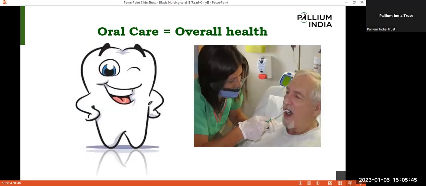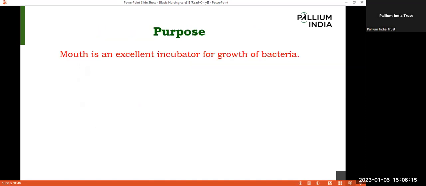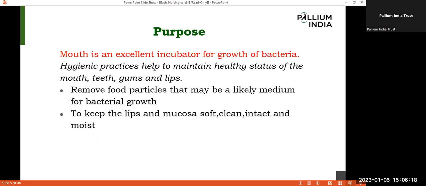First one, oral care. Oral care, we can tell, is about overall health, because in the digestive system, the first process starts from the mouth only. If oral hygiene is not maintained during food intake, it will cause further infection to the internal digestive system also. So oral care and oral hygiene are very much important, mainly in the bedbound state, because the patient is unable to do it by themselves.